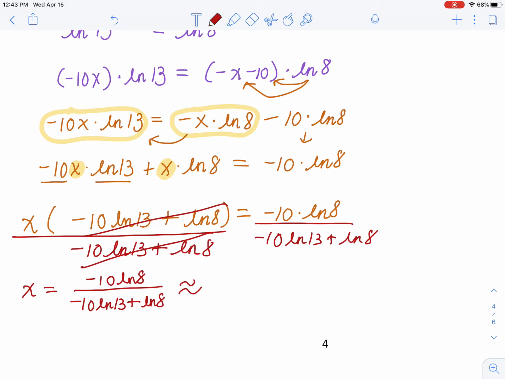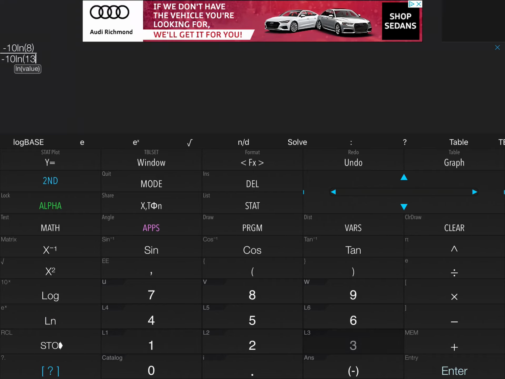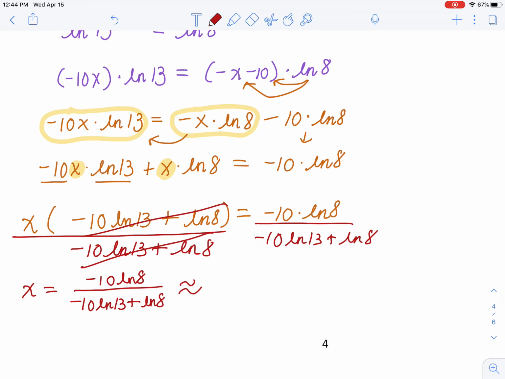So what you want to do is you just want to make sure that you type that in. I know it's not the prettiest looking answer, but it is the most accurate answer, okay? So we're going to go ahead and type that in our calculator to get the decimal approximation at this time, okay? So open a fraction. Negative 10 times natural log of 8 divided by negative 10 times natural log of 13. Close the parenthesis and add another natural log of 8, okay? If I hit enter, I get the decimal answer to be 0.8822, okay? So that's going to be the answer, and that's how you solve these type of problems. They will take a little bit longer, but it's okay.